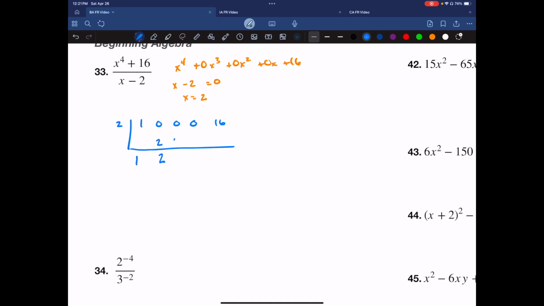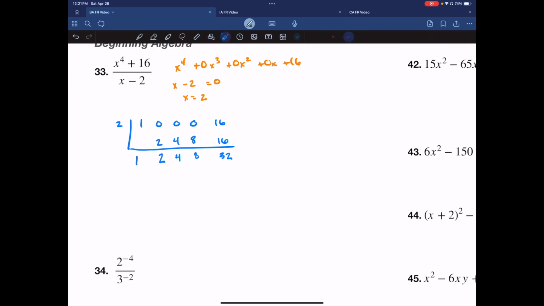And 2 times 2 is 4. 0 plus 4 is 4. 4 times 2 is 8. 0 plus 8 is 8. 8 times 2 is 16. 16 plus 16 is 32. Now, on this last one, if this last number is 0, I don't have a remainder. But it's not 0, so I do have a remainder.